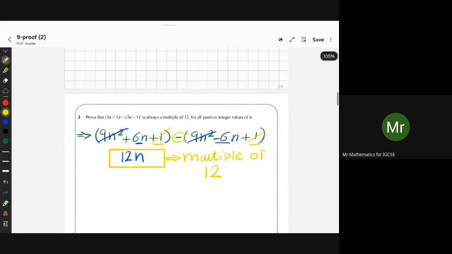Okay, so here is number 3. Just expand and collect the like terms. Please write it down carefully.